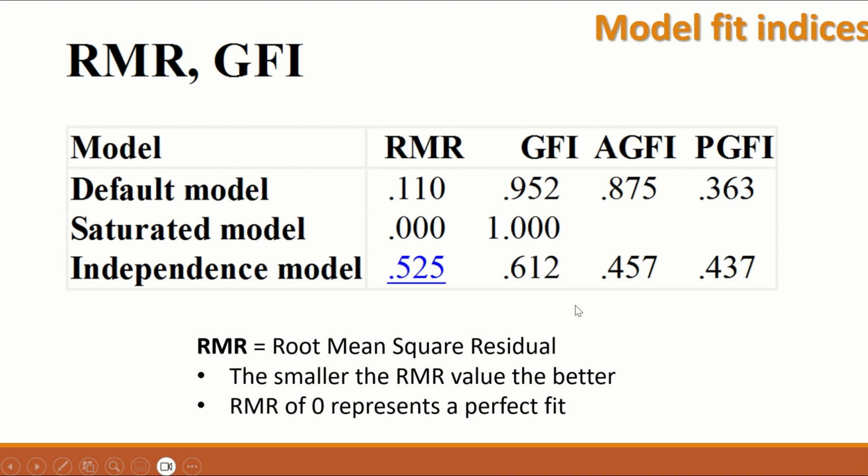Shows that the GFI and the AGFI and the BGFI and the RMR. Another index, which is the RMR, stands for root mean square residual. The smaller the RMR value, the better. The value of 0 represents a perfect fit.